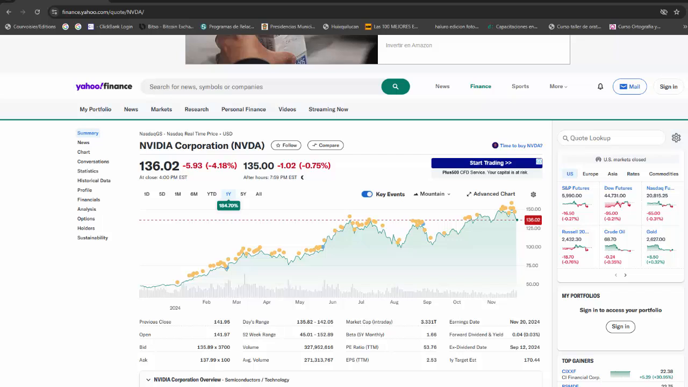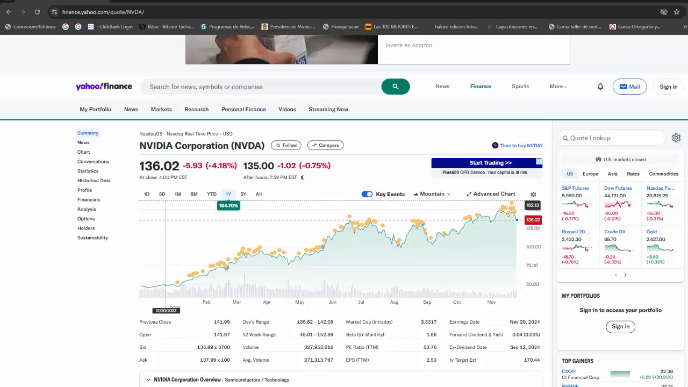Now, the second thing is the market cap. And the market cap tells us that we are dealing with a stock that is valued at $3.331 trillion. And the way you get to that number is by multiplying the number of stocks that exist times the price of each stock. So now we're talking of a very, very big company. And in this case, big means that it inspires confidence, okay? That it is a reputable name.